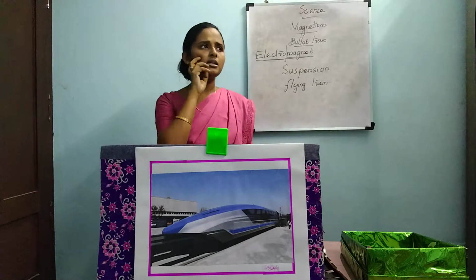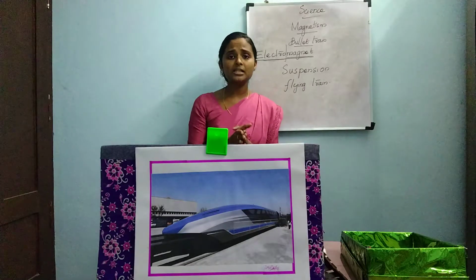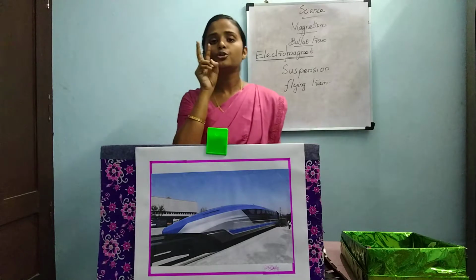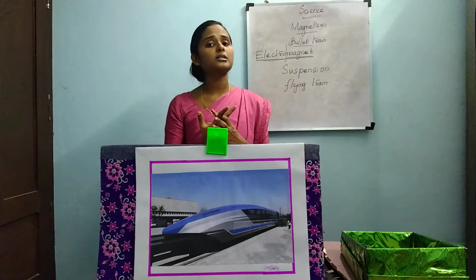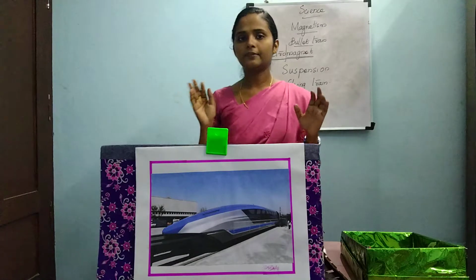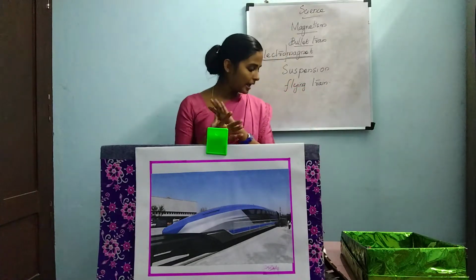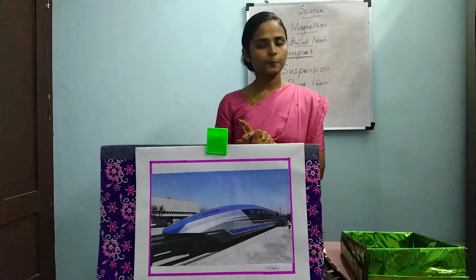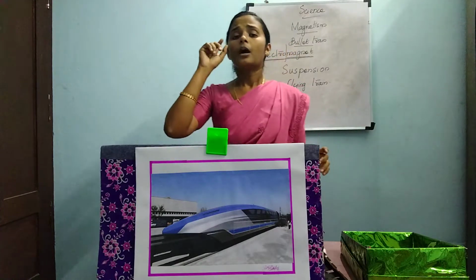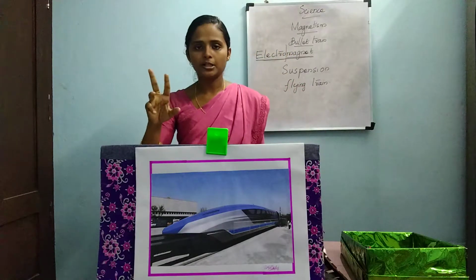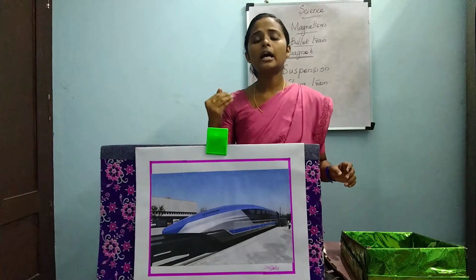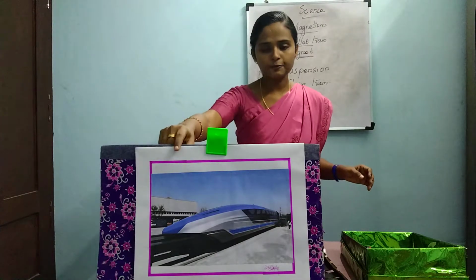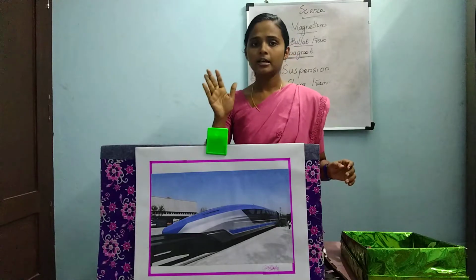Okay. So in the last class we have seen that the magnet has two properties. What are the properties of magnet? I have explained by using a chart also. Yes, that is attraction as well as repulsion. By using only these two properties, they have created this maglev train or electromagnetic train.